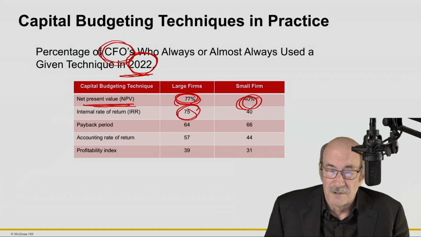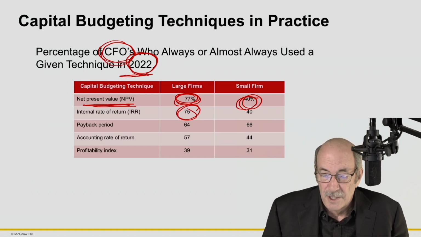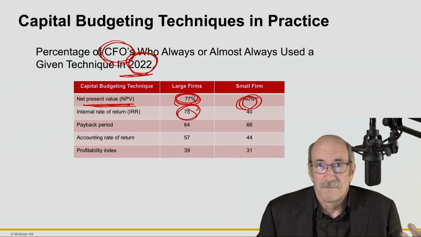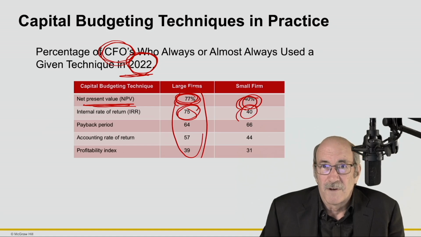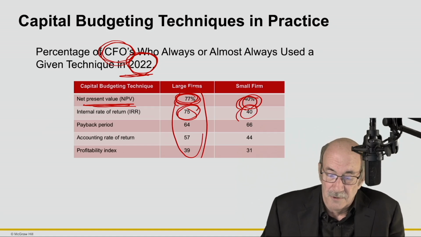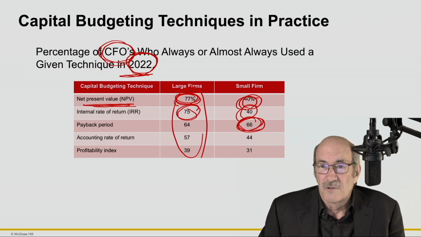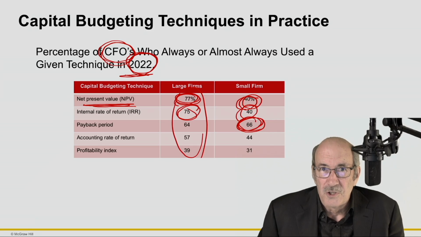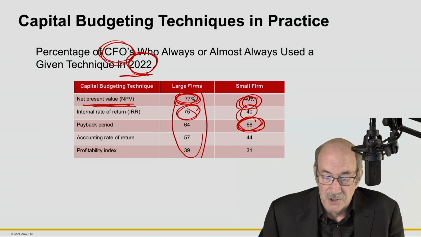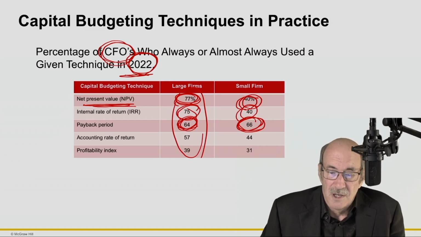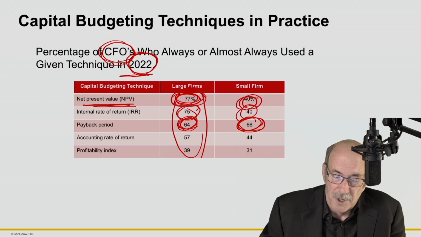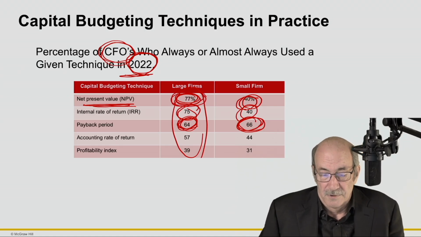IRRs: about three-quarters of large firm CFOs will do an IRR as well. Obviously, they're doing multiple methods, since these add up to much greater than 100%. And only 40% of small firm CFOs do internal rates of return. This is the one that really is shocking to me: two-thirds of small firm CFOs still use the payback rule. Obviously, they're looking at multiple rules, but it's pretty shocking to me that there are so many. And look at the large firms, it's about the same percentage. Thankfully, they are probably more reliant upon NPV, but who knows?